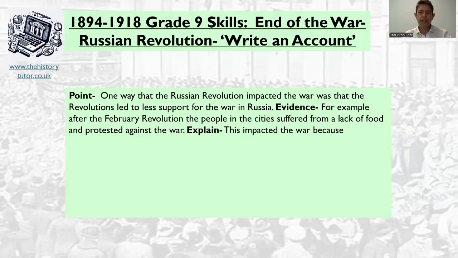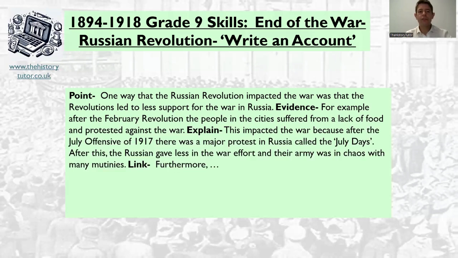All right, so here's my idea. This impacted the war because after July 1917, there was a major protest in Russia called the July Days. After that, the Russians gave less support to the war effort, and the army was in chaos with many mutinies. Okay, so the Kornilov rebellion might show that. It might be a really good idea.